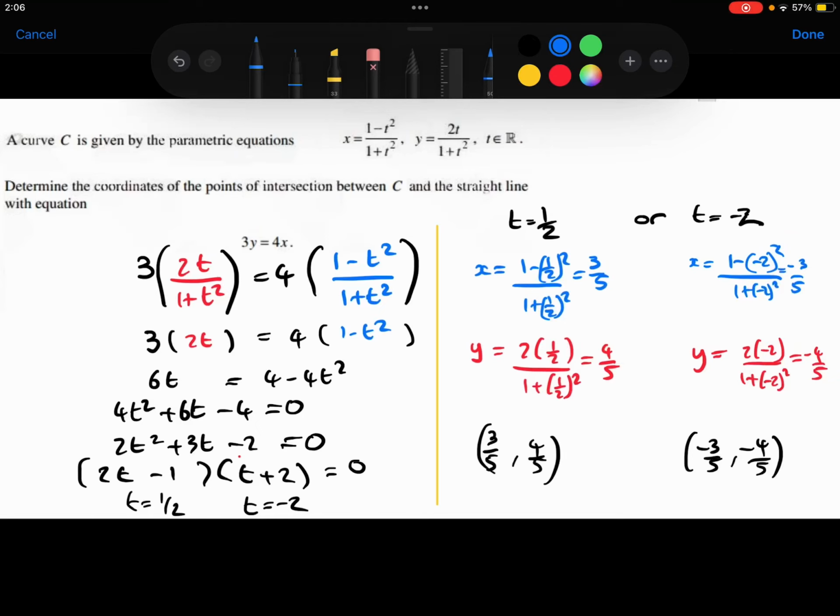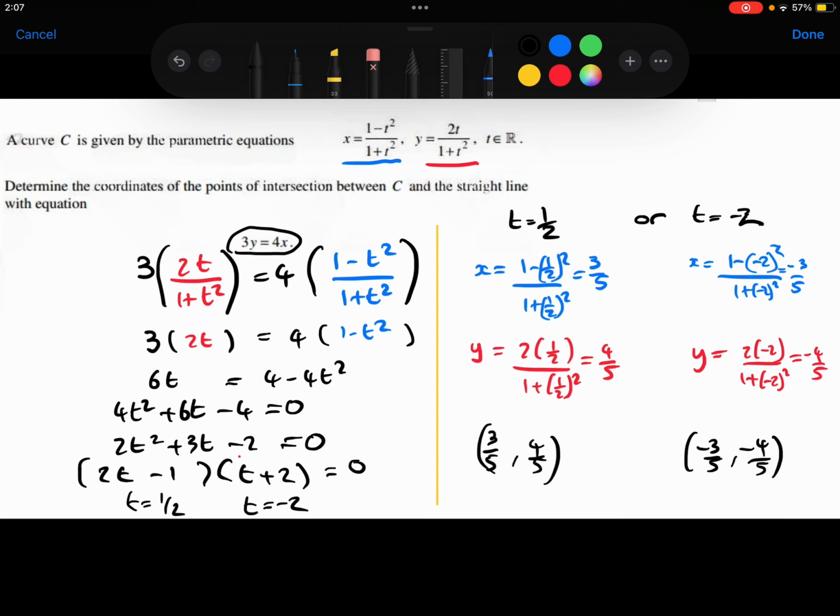As you can see, I've already shown most of my working out for this question, so I'll just talk you through it. We're given the curve C that's defined by the parametric equations x is (1 minus t squared) over (1 plus t squared), and y is 2t over (1 plus t squared). We need to work out the coordinates of the point of intersection between the curve and the straight line with the equation 3y is equal to 4x.